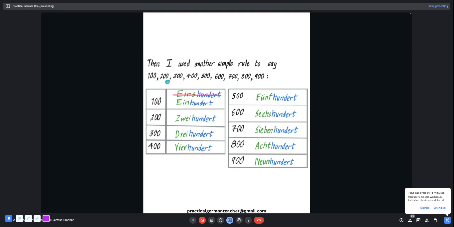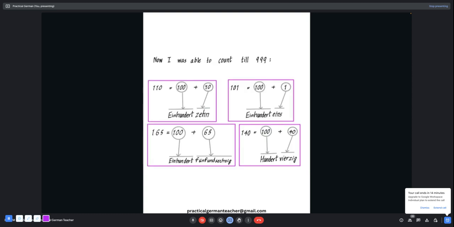We have to move upward, right? So 100, 200, it's very simple. Again, 200, 300, 400, 900, and it's obvious. Only for this one you have to be careful. It's not einhundert, it's hundert. Okay, be careful. Any questions? No question. Now you can actually count till 999, like three nines.